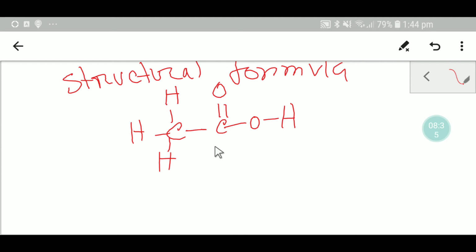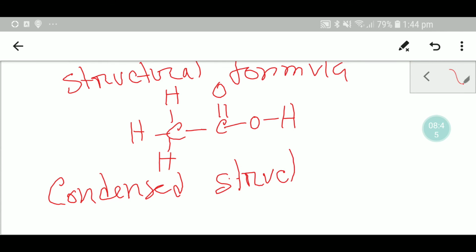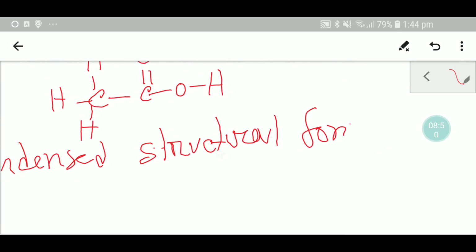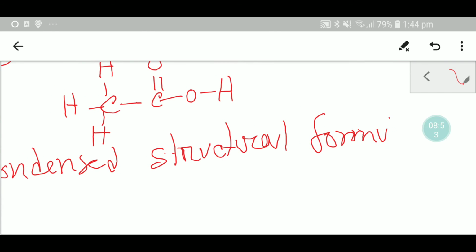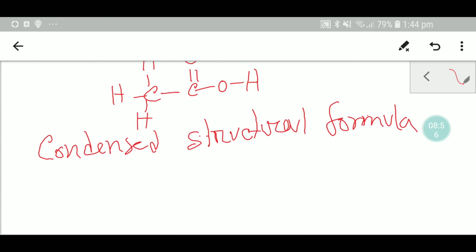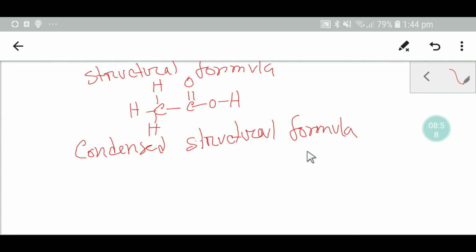Now let me write the condensed structural formula of acetic acid. So how can I write? We have to write like this. In condensed structural formula, you have to write group wise. This is methyl group, this is carboxylic group.